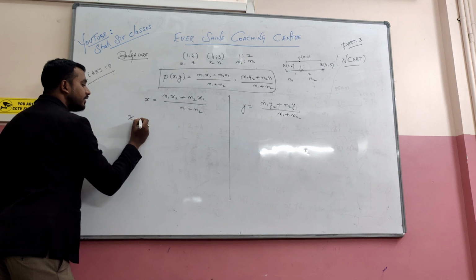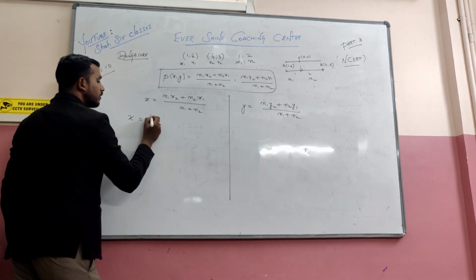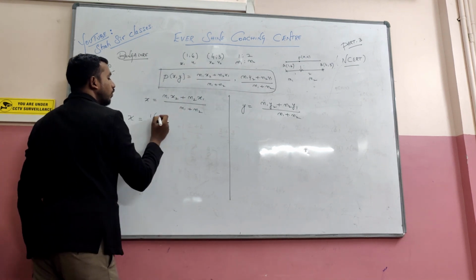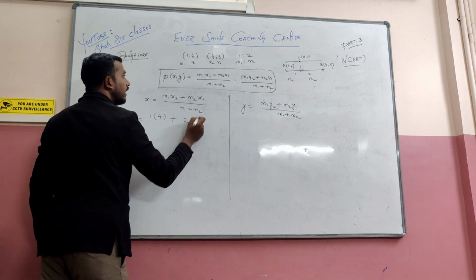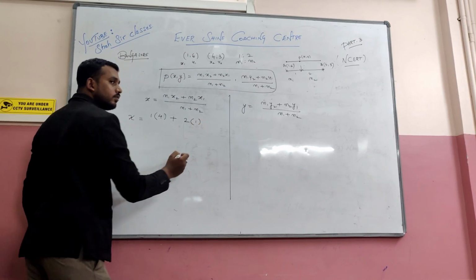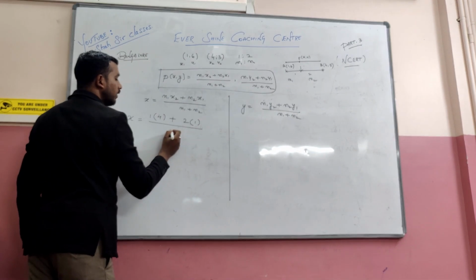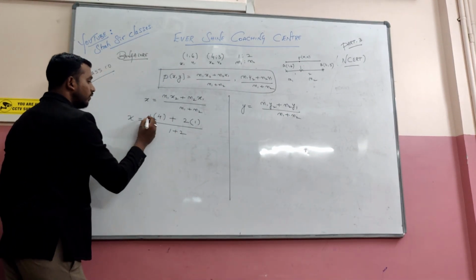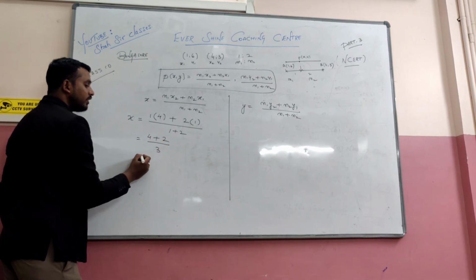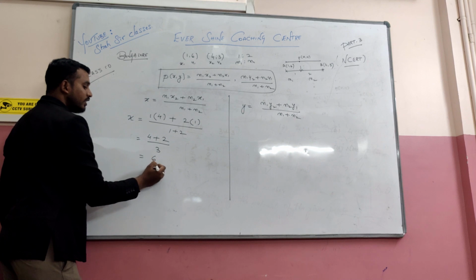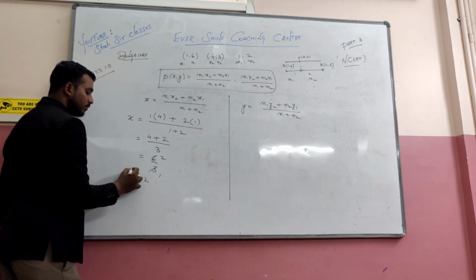Keep x as it is, equals, what is M1? M1 is 1 into x2 which is 4, plus M2 which is 2, x1 is 1. Are you getting it? By M1 plus M2, 1 plus 2. Then 1 fours are 4 plus 2 ones are 2, by 2 plus 1 is 3. 4 plus 2 is 6, by 3. 3 twos are 6. The value of x is 2.